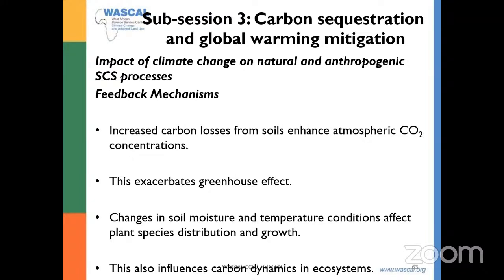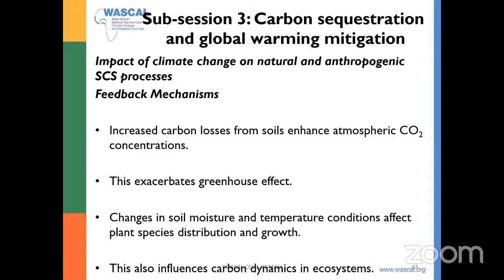And this exacerbates the greenhouse gas effect. So if what we have in the soil is being released to increase the amount of carbon dioxide in the atmosphere, then it means we are taking away our green layer, the green layer that is preventing radiations from returning back into the atmosphere.